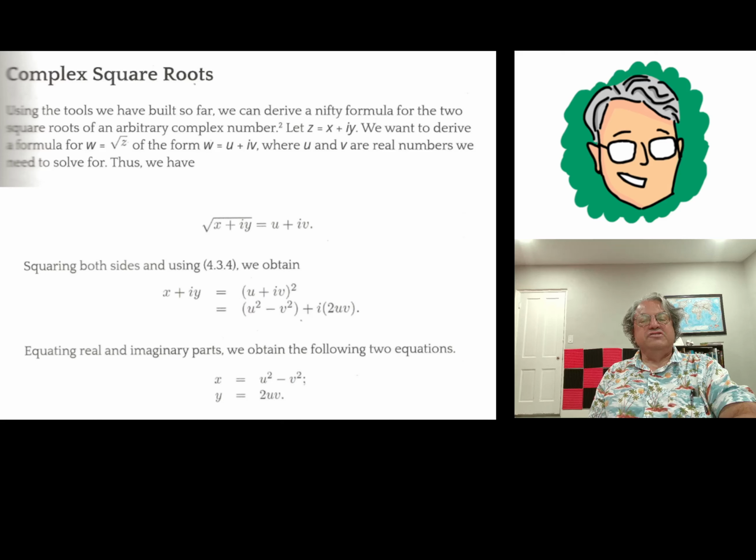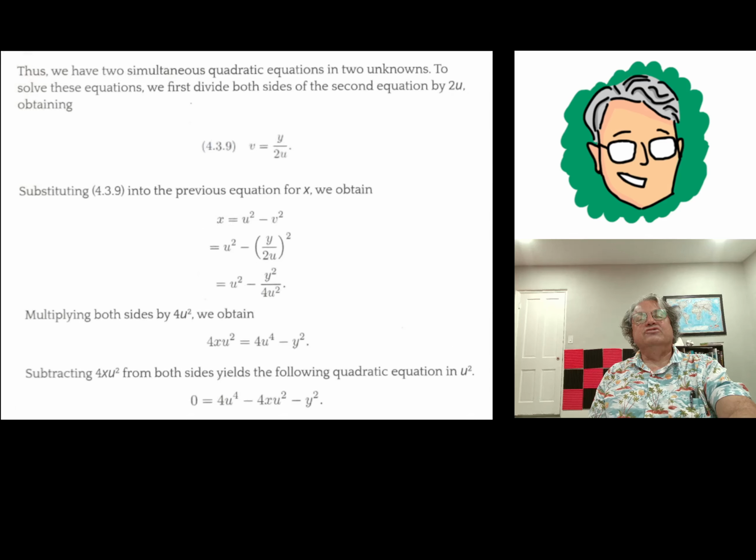The first thing we want to do is solve for v in terms of u. That's pretty easy. Just take the second equation here, divide both sides by 2u, and if you do that, you get v equals y over 2u. That doesn't solve for v outright. It just solves for v in terms of u, but we can use this equation. We can substitute it into the first equation to solve for u. So that's the next thing we're going to do.